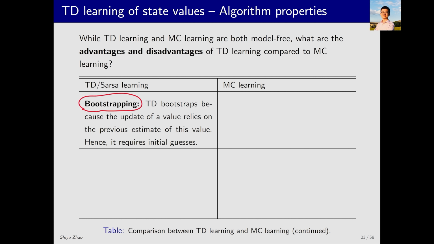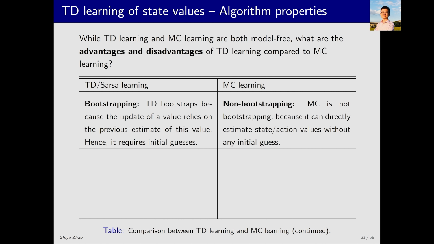Bootstrapping means that we already have an initial guess for the state value. Based on this initial guess and some new information, we can get a new estimate. In contrast, MC learning is non-bootstrapping. Why? It directly uses the return calculated from the current episode as the estimate for the state value without involving previous estimates.